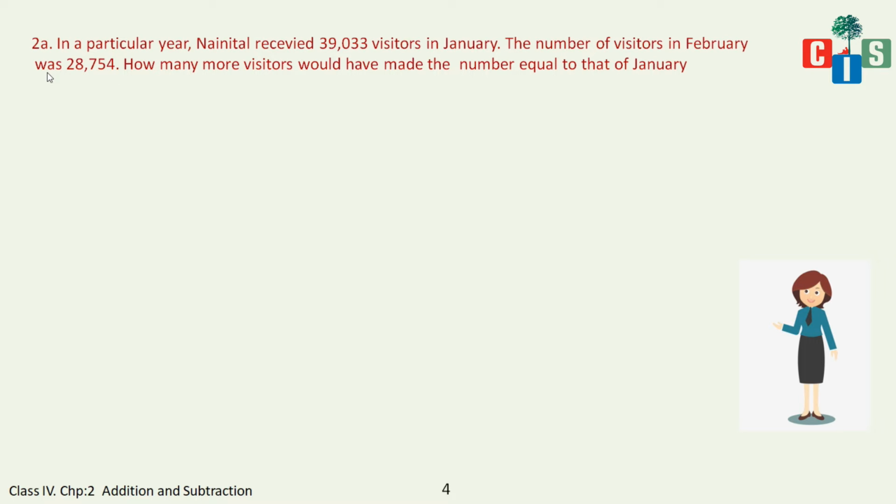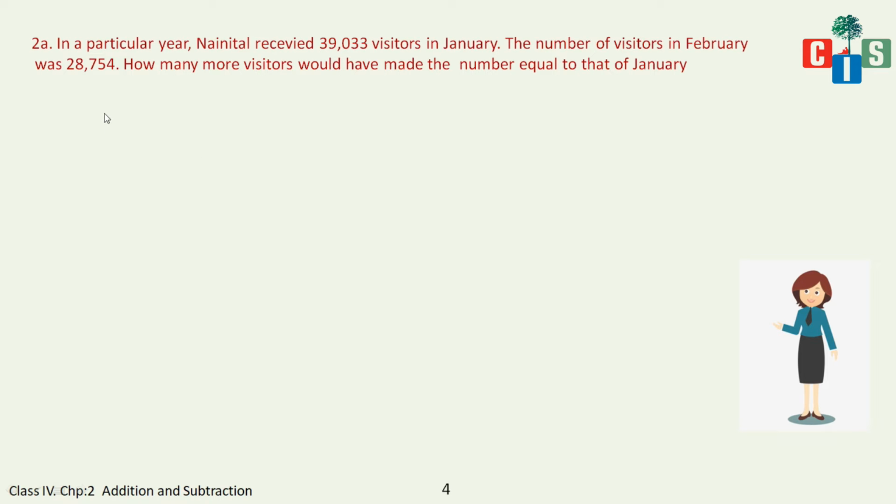What will come here? Where will it go? Because many visitors are there, no? It's not a single one. Fine. So you have visitors in January and visitors in February. So what do we have to find? How many more visitors would have made the number equal to that of January. So they are saying that how many more visitors should there be in February so that they are equal to the visitors in January. Fine. So I can guess that this is a sum from subtraction.